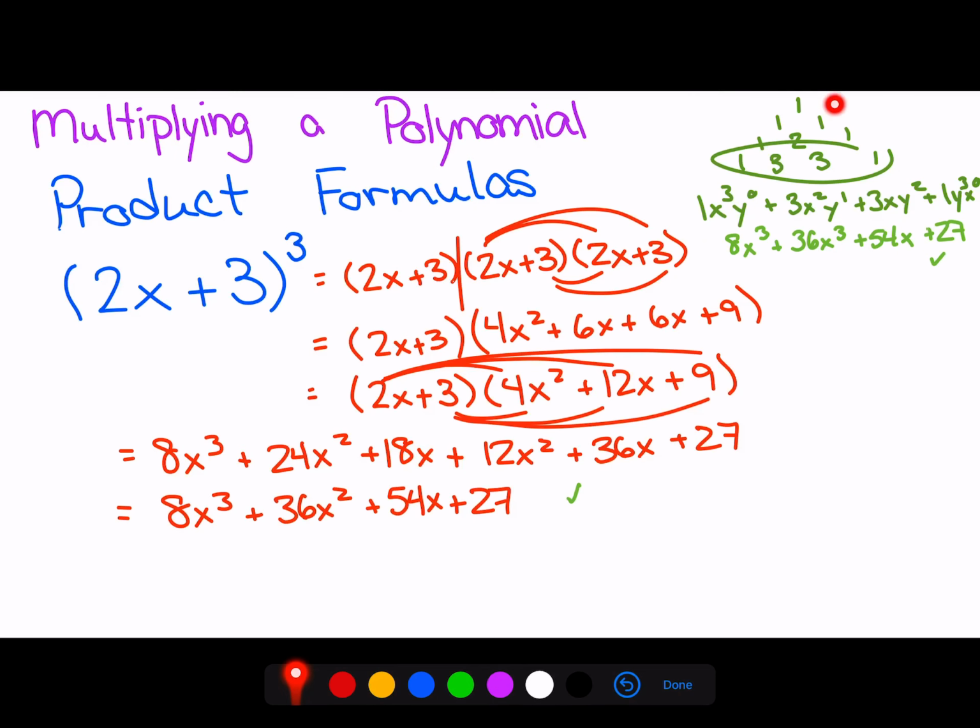Further, if you're like, I don't want to memorize Pascal's triangle, which I highly encourage you guys to do, this is the way that we just did this. You can always just use FOIL. So as you can see, I separated this into 3 of the same: 2x plus 3 times 2x plus 3 times 2x plus 3.